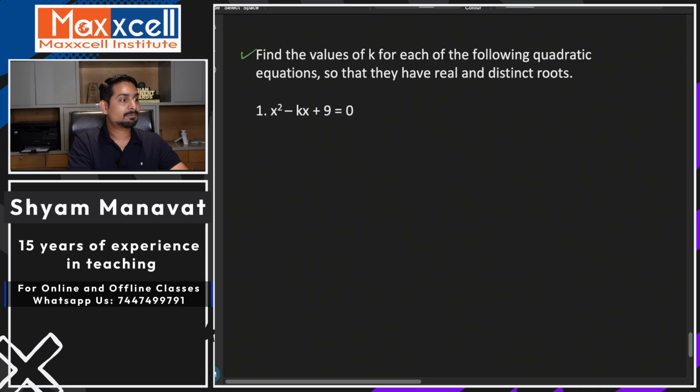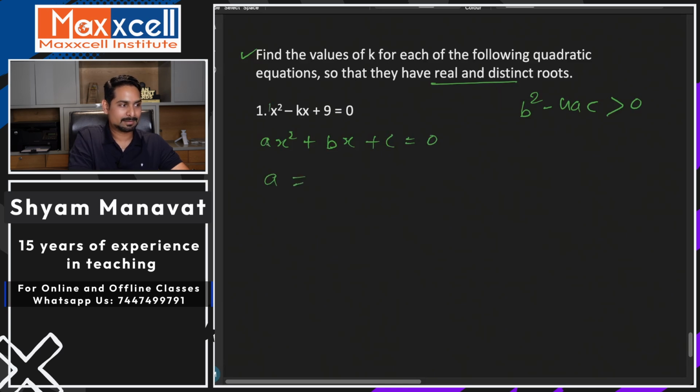Yes. Next here we have: find the value of k for each of the following quadratic equations so that they have real and distinct roots. If real and distinct roots, then we say what? B square minus 4ac is more than 0, positive, right? What am I going to do? I'm just going to compare the given equation with the standard form of quadratic equation, and write what is a, b and c for you.